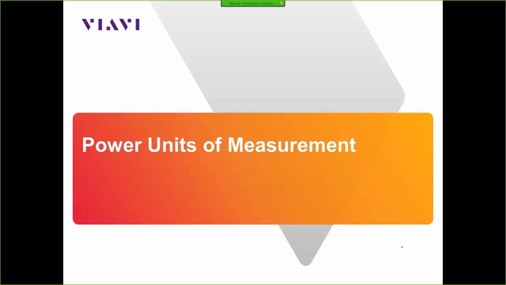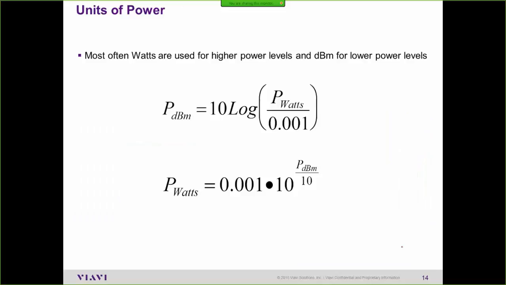So that's relative to a watt. So even though power in dBm is a log-based number, it's an absolute power number because it's relative to a milliwatt. Hopefully that makes sense.